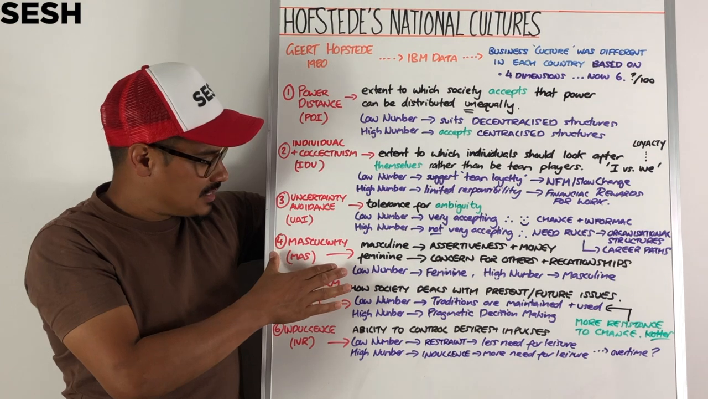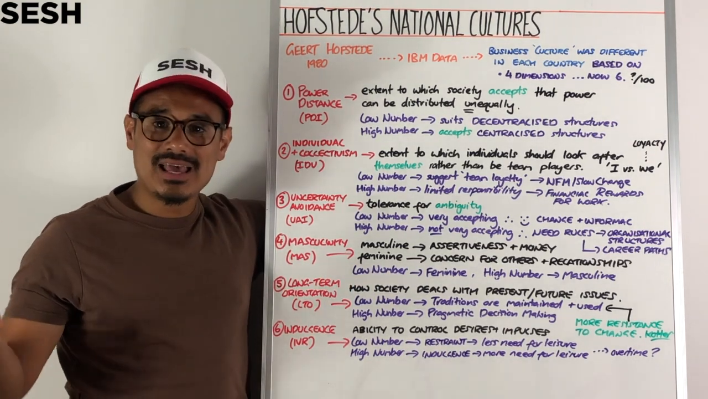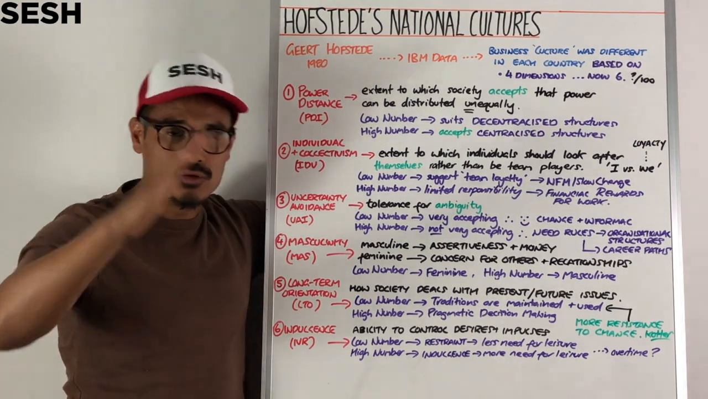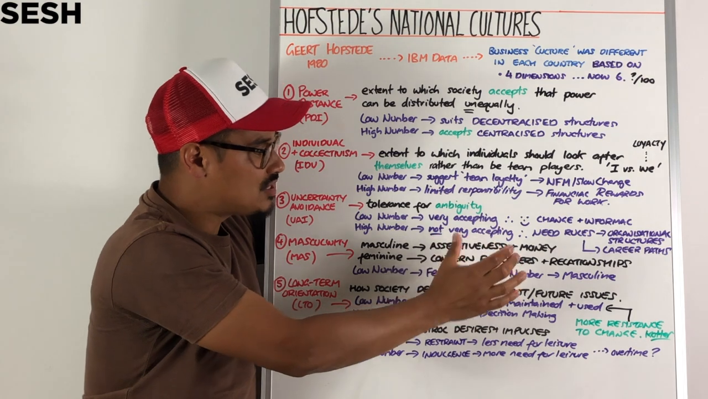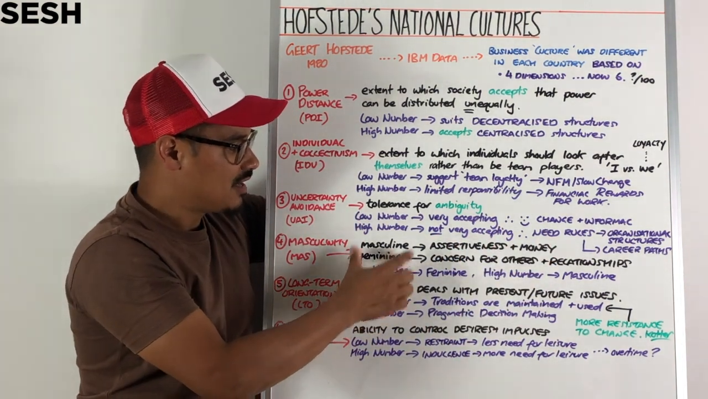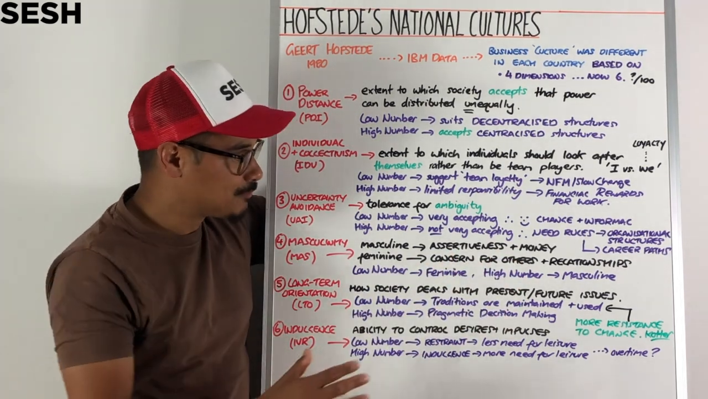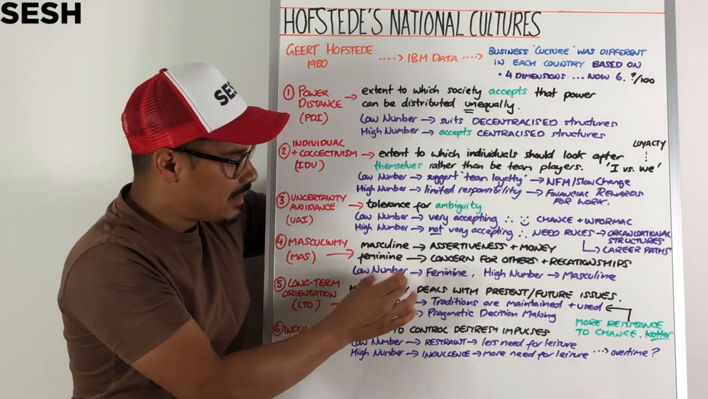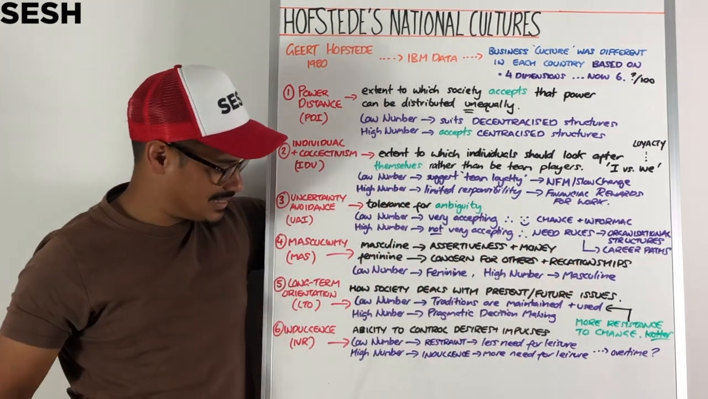The next one is 4, which is masculinity, which has the code MAS. The idea is, are you more masculine or are you more feminine? Masculine means the need for more assertiveness and the need for money. They're more important in those types of societies. Versus a feminine society, which has more concern for others and relationships. If you have a low number here, it suggests you are more feminine, and if you have a high number here, it suggests you are more masculine.